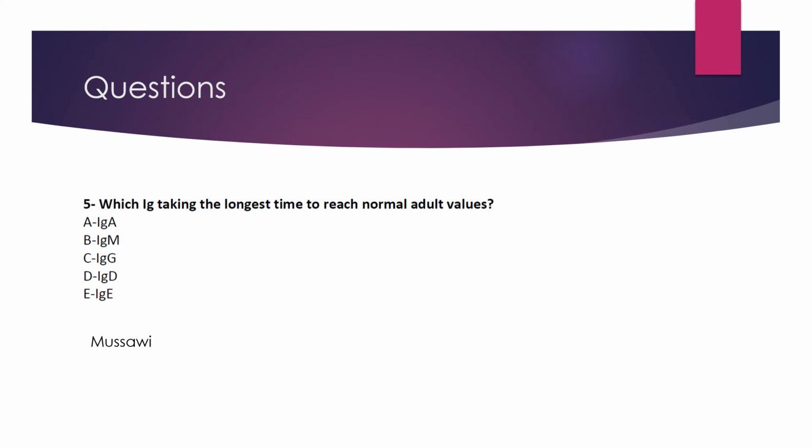Next, which immunoglobulin takes the longest time to reach normal adult values? I think we answered this before. The answer is A. IgA takes the longest time to reach normal adult values.